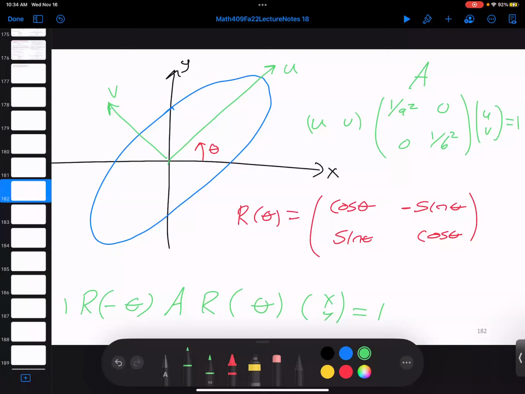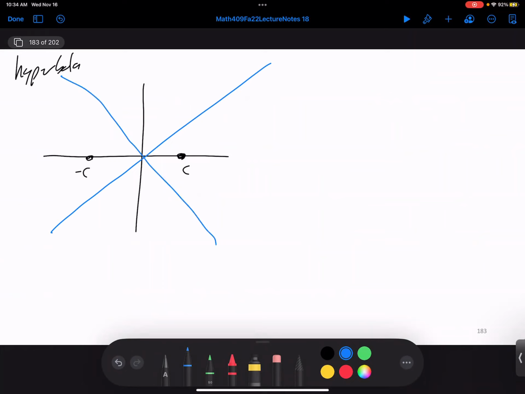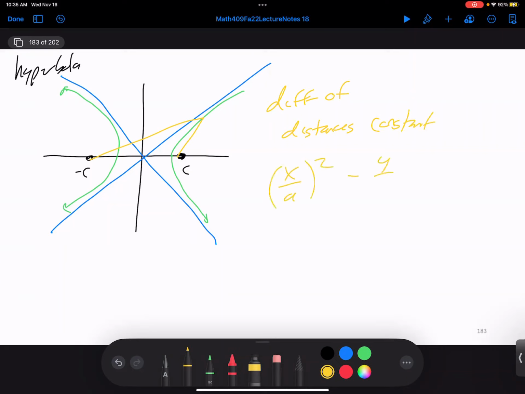A hyperbola, just to finish off the chain, I won't go through all the stuff, is I give you 2 points again. And then the hyperbola will be all the points such that the difference of the distances is constant, I believe. Is that right? So you would look at this distance and this distance, and you want the difference of distances constant. And it eventually leads to x over a squared minus y over b squared equals 1. You can get equations for the lines in terms of the slopes and whatnot.